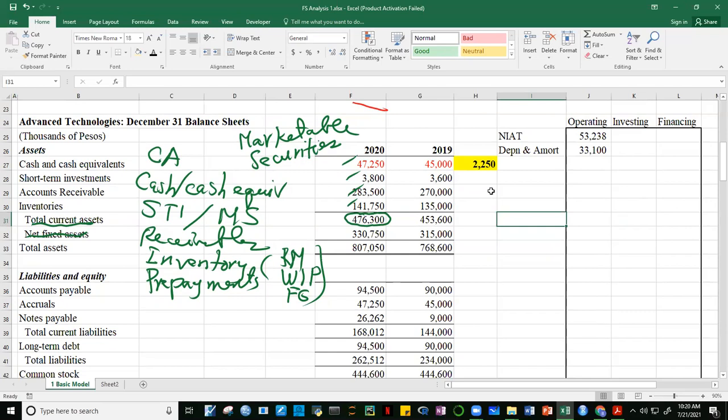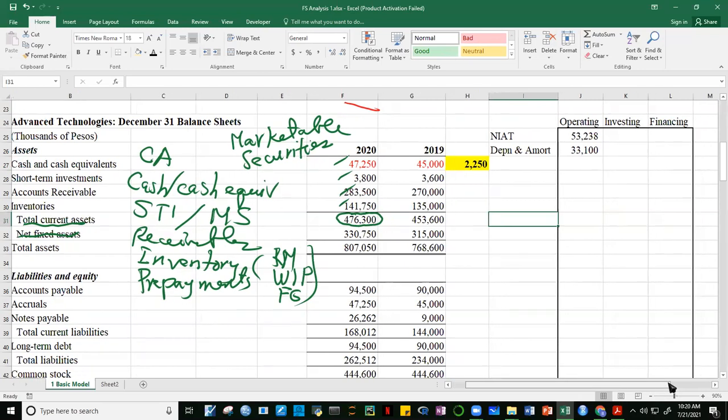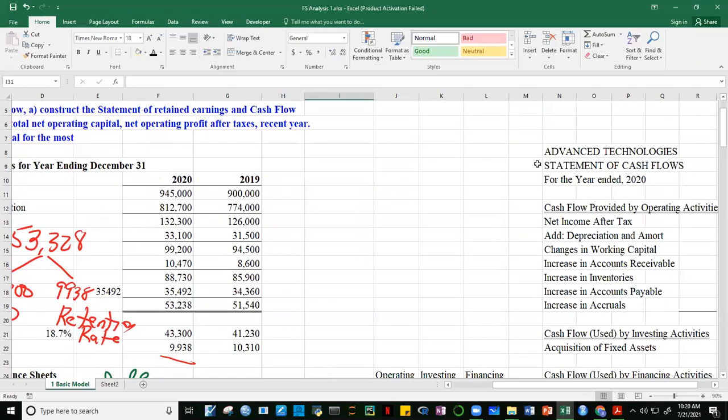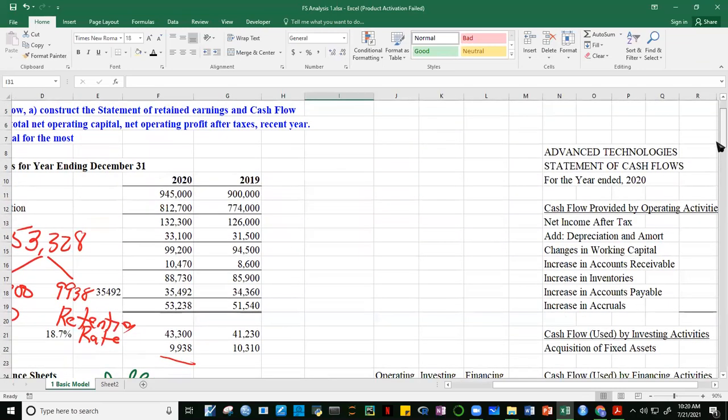Okay, where will it fall? Will it fall under operating, investing, or financing? What do you think, guys? We need to classify it as operating, investing, or financing. Why should we classify it? Because the formal statement of cash flows is itemized. If we do this correctly, the formal statement of cash flows becomes easy. In fact, it's already here. I wrote it here as a guide: statement of cash flows for the year ended 2020.